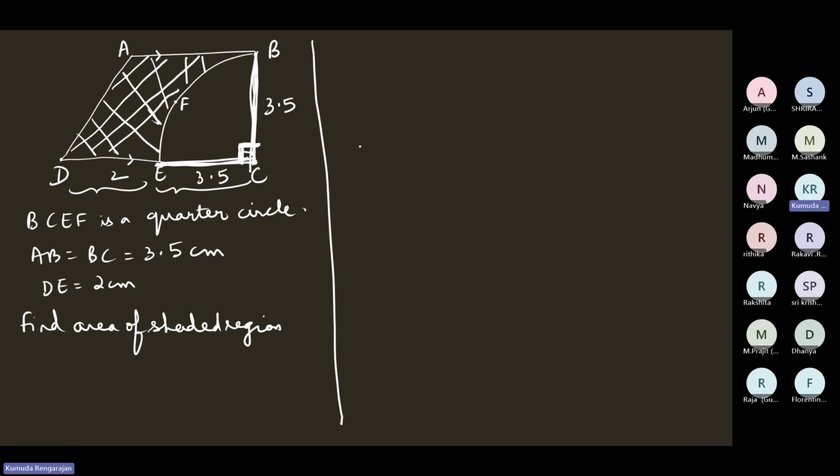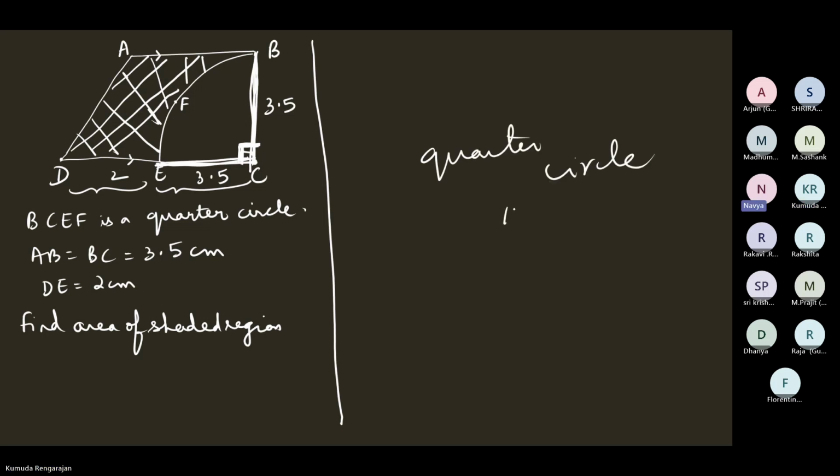Then how will you find the area of the quarter circle? What's the formula? Area of the quarter circle formula. Pi r squared by 4, pi r squared divided by 4, or 1 by 4 into pi r squared.